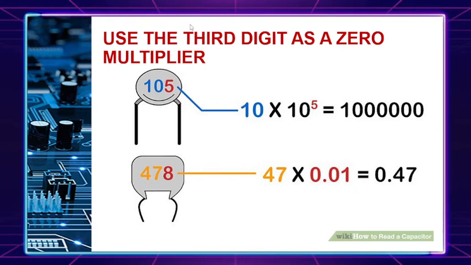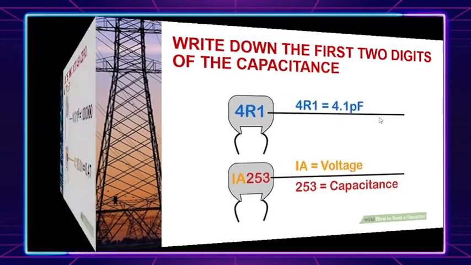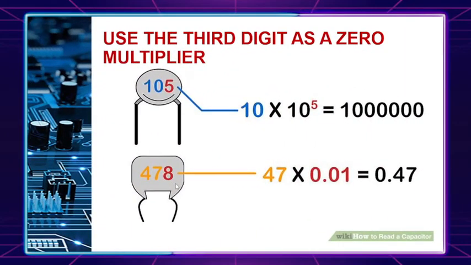So here, 10 times 10 raised to 5, just copy the 5 zeros, or just multiply and you will get 1 million. Another thing: 478, so 47 times 0.01 is equal to 0.47. Okay?